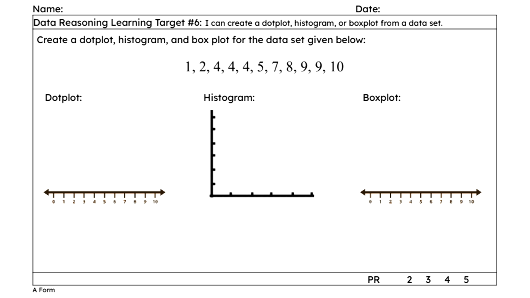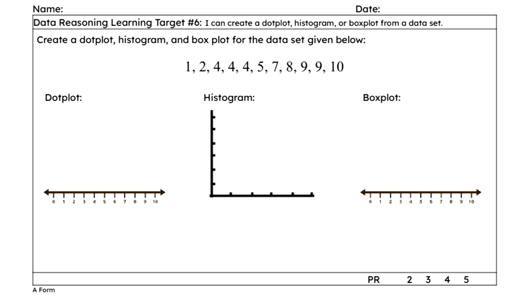This is Summer School High School Credit Recovery, Data Reasoning and Learning Target number 6. I can create a dot plot, histogram, or box plot from a data set. So these are 3 different ways to display univariate quantitative data. So it's just one variable, and that is answers that come in numeric form. So these are number answers.